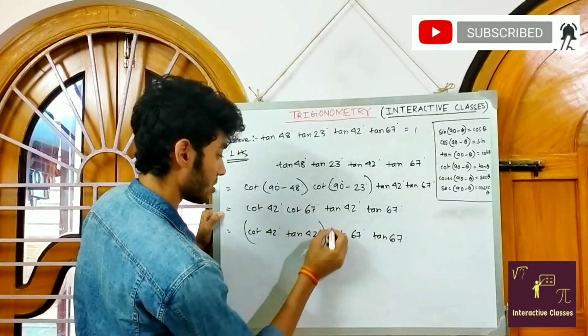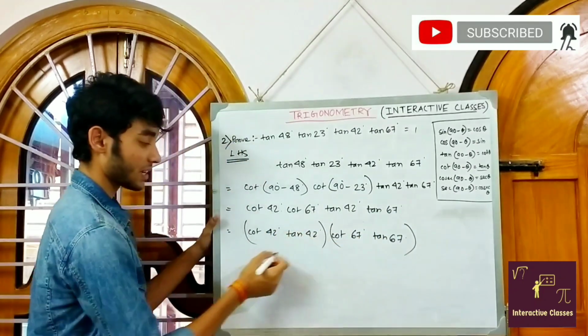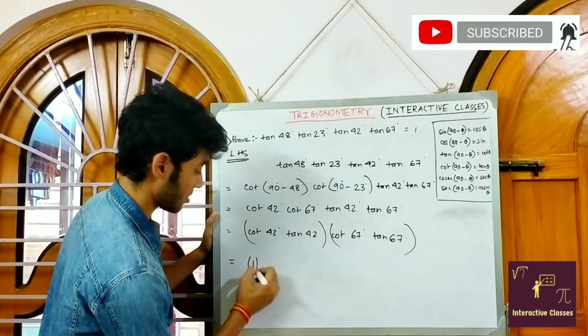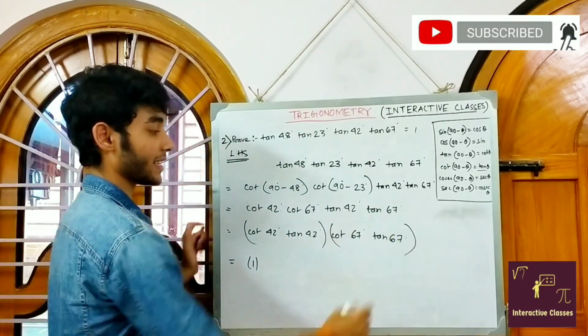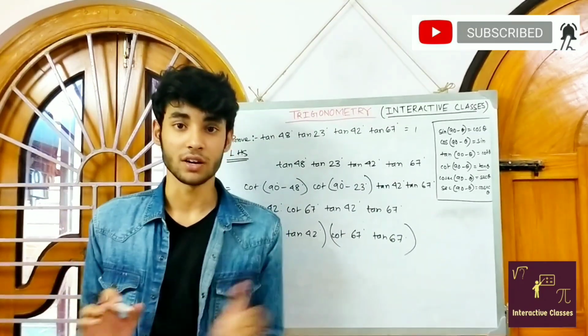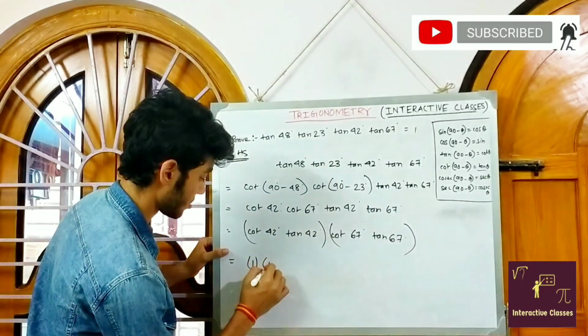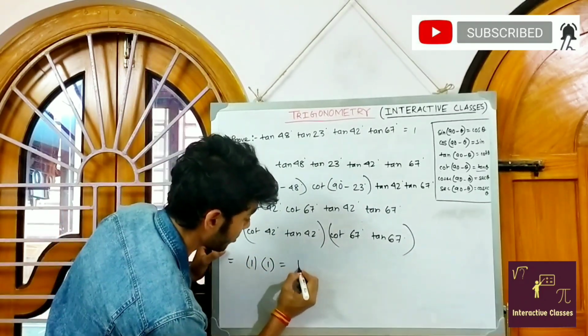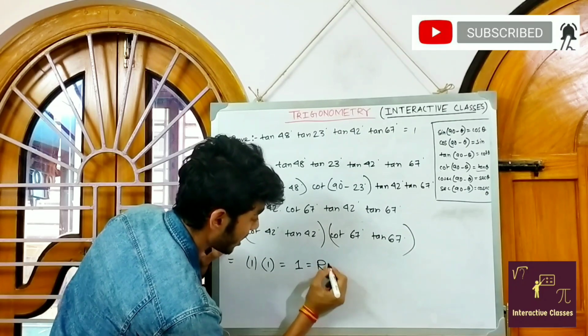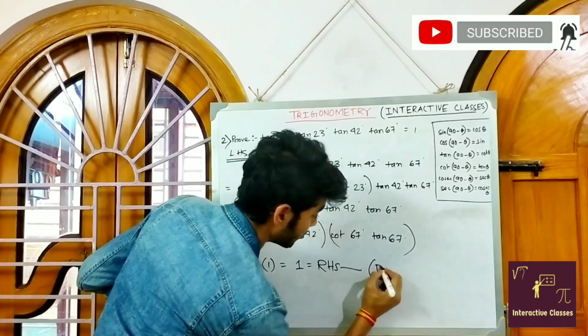So these two become 1, and cot 67 and tan 67 also become 1. So 1 into 1 is 1, equals RHS. Hence proved.